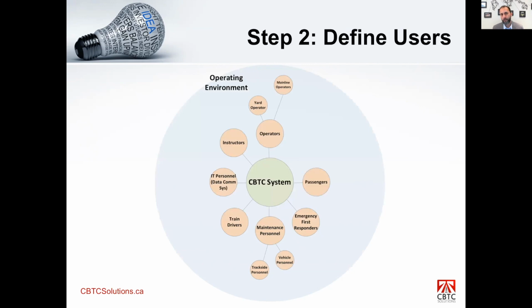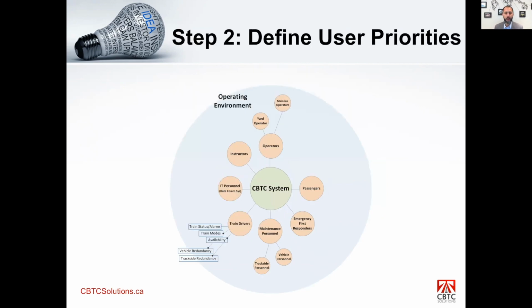And finally, passengers, for obvious reasons. They are the people, your ridership, who are using the system day in and day out, and they definitely have an input in terms of what type of CBTC system they need. Now, once we have defined all of the users of the system, we need to understand what are their priorities and concerns. So we just continue along the same path that we've been following and keep adding to the mind map.